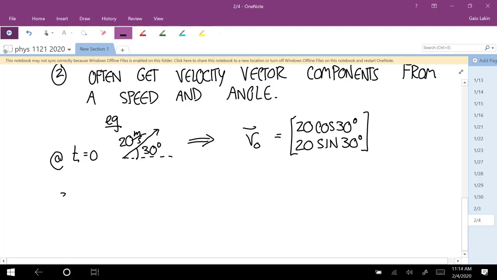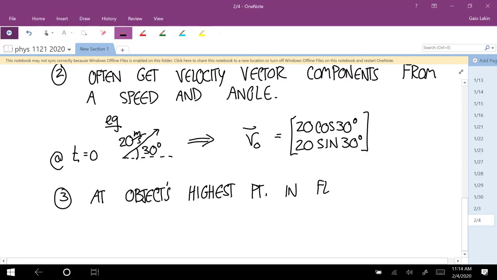The third thing is at the highest point in an object's flight. Well, in 1D, its highest point was defined by the velocity equal to 0, right? If you throw something up in the air, then right before it starts to come back, its velocity is equal to 0, okay? So your first thought, you might think, okay, maybe the velocity vector is equal to 0, but that's not quite right.